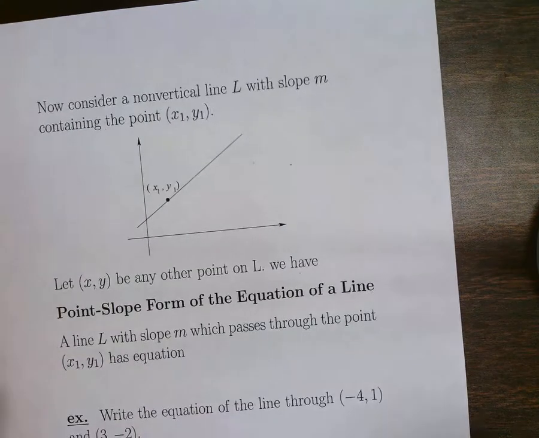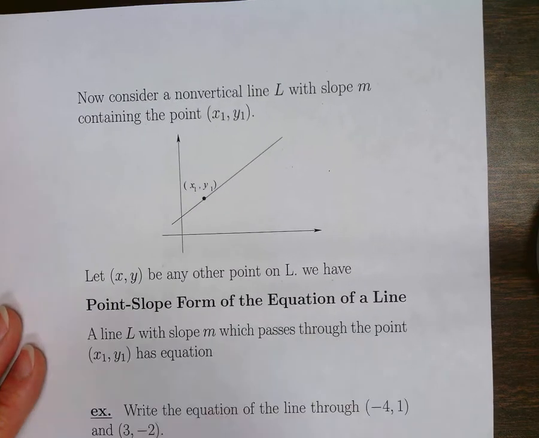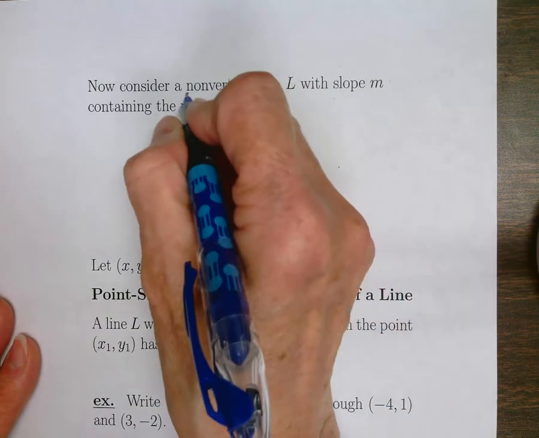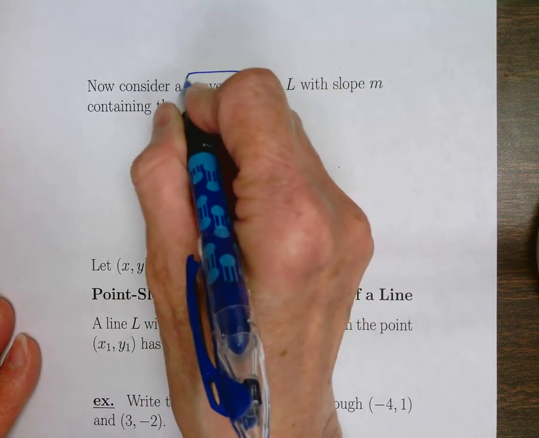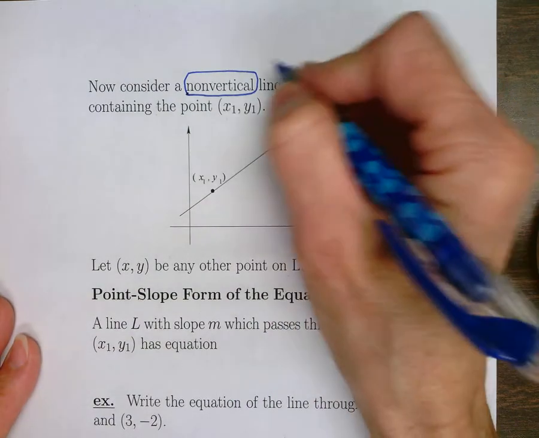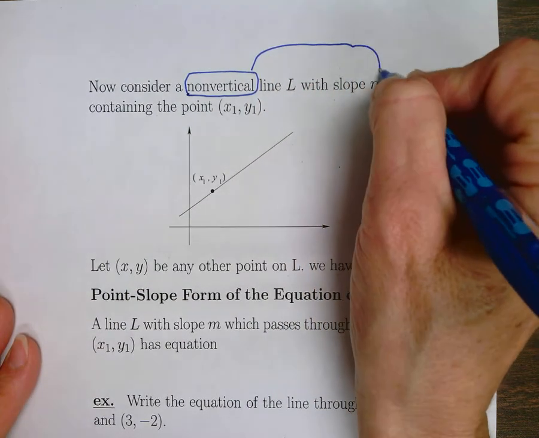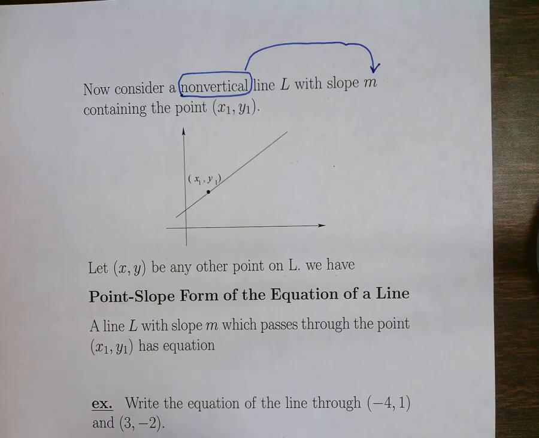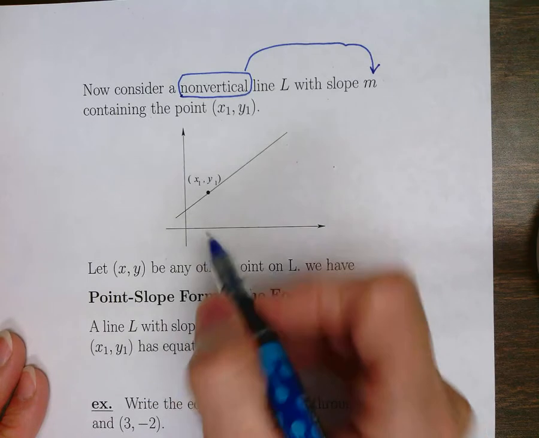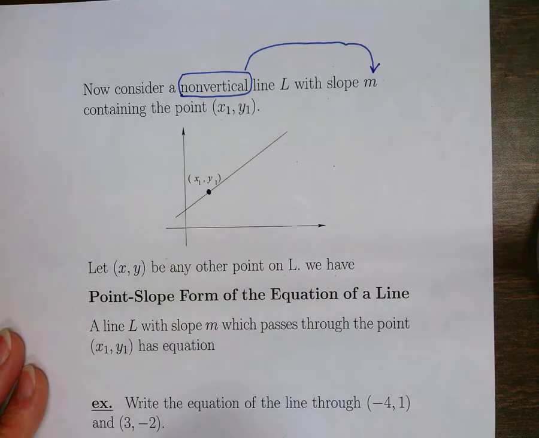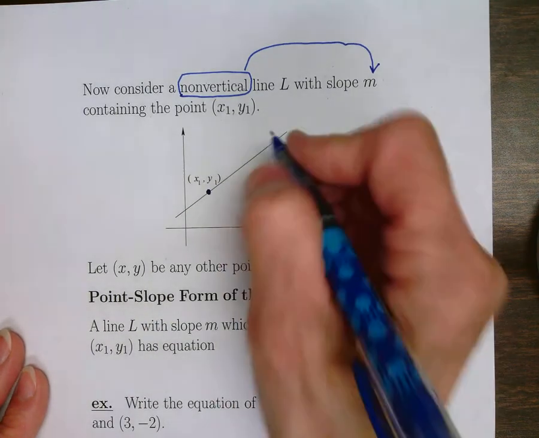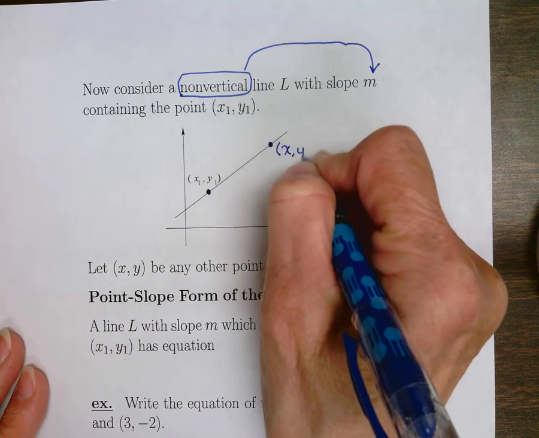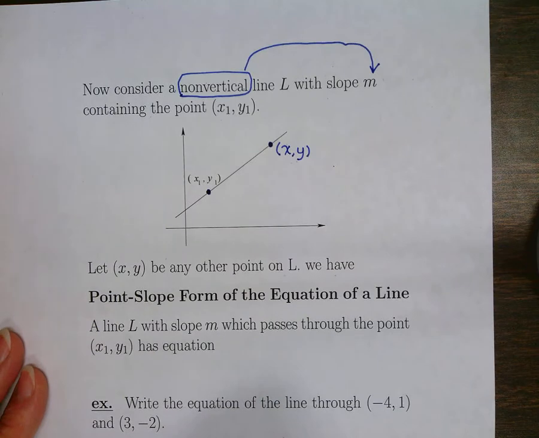Okay, so then we start by considering a line that is not horizontal or vertical. And so we make sure that it's non-vertical, and the reason we have to make sure it's non-vertical is because it has a slope. So we have a line L, and we know 2 things about the line. We know its slope, and we know one specific point on the line. Okay? And then we just choose any other point, (x, y), that's also on the line.